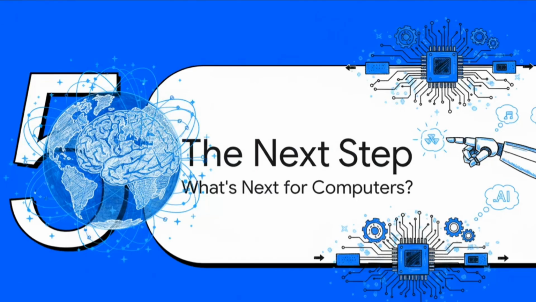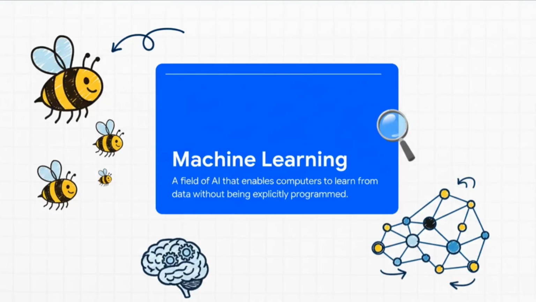So, we've built this incredible global brain. We've taught it how to follow our instructions with perfect precision and at unbelievable speeds. So, what's the next logical step? Where do we go from here? It's teaching them how to teach themselves. This is machine learning. Instead of writing a step-by-step algorithm to identify, say, a picture of a bee, we just feed a computer model thousands of pictures of bees and let it figure out the patterns on its own. It's a fundamental shift from giving explicit instructions to enabling learning.